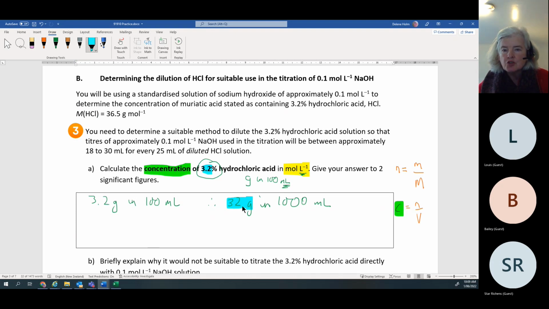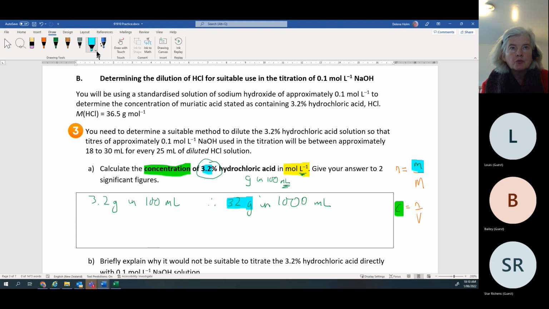Now, grams is a unit of which quantity? n, m, big M, or V? Would anybody like to put it into the chat? Mass. So I know this, okay?